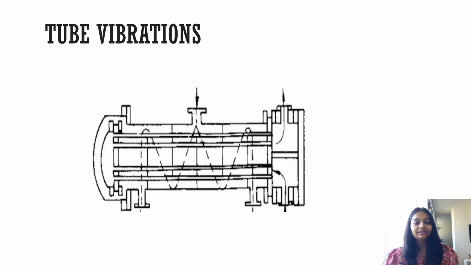So what happens in case the design flow was about 100 meter cube per hour and you started operating at 120 to get more production? Over time the tube starts vibrating or there is some sort of noise coming from it. There could be various reasons for it. So this tube vibration also causes mechanical failures. So how to solve those?